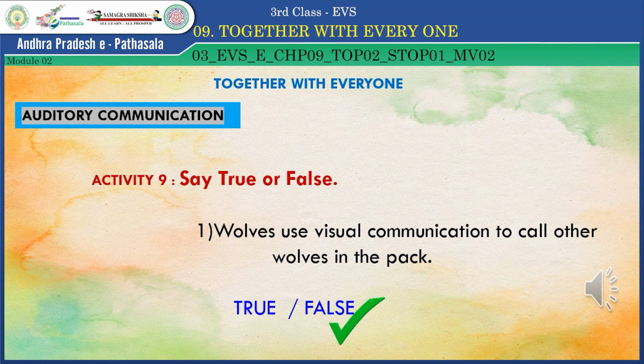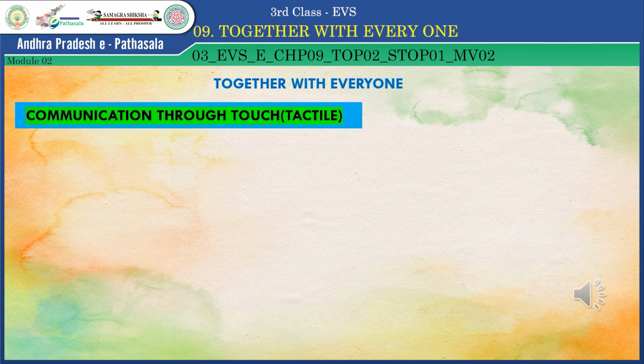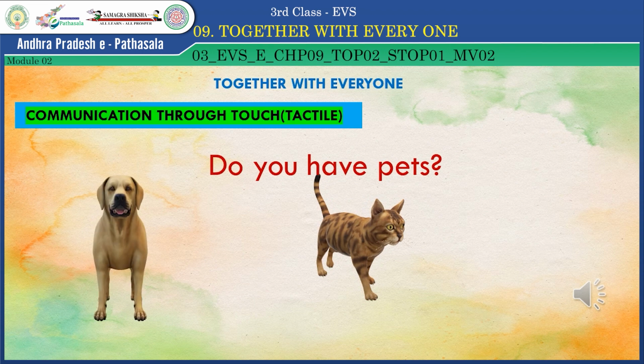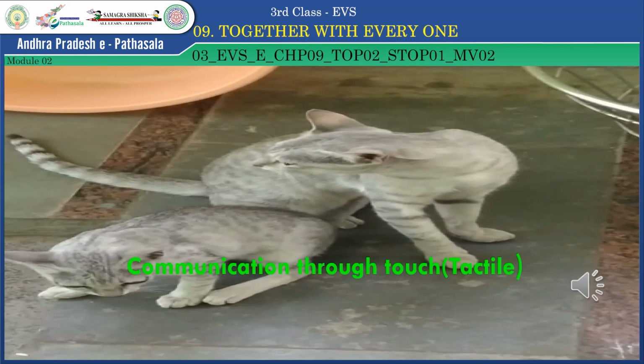Let's see the video. Communication through touch. Children, do you have pets? What are they? Tell me. Cat, dog. Have you ever observed how they communicate? Let's see how animals communicate through touch. What did you observe in this video? Wow, very keen observation. Cats are touching each other.